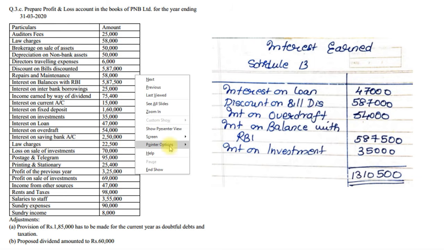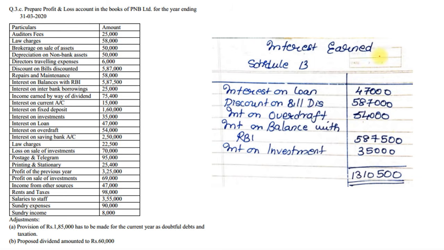The very first schedule is termed as your interest earned. So we'll have to first create schedule number 13, called interest earned. Now, let us check if we are a bank. You have to think from the bank's point of view. What are the interests that we can earn? So, interest on loan, yes, that will be the very first one.